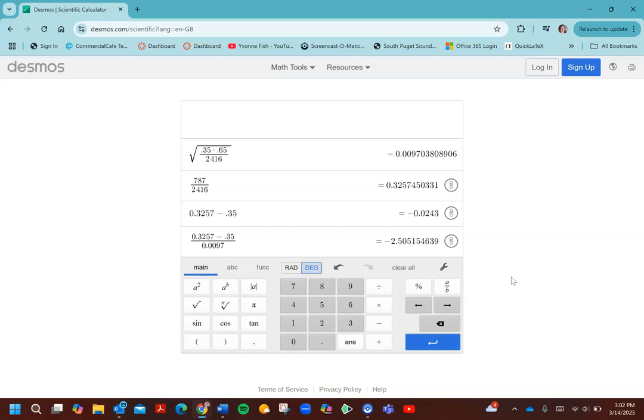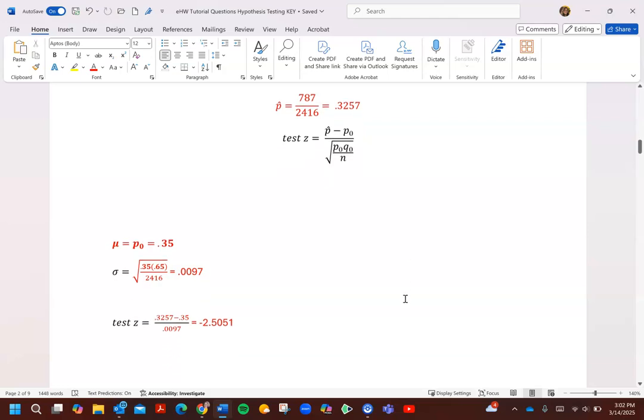So just take a look at that and see how the numbers match up. My test statistic came out a little bit different than my Open Math had it, but it is precisely the same as what Staplet had. So now I'm going to go back to this page.